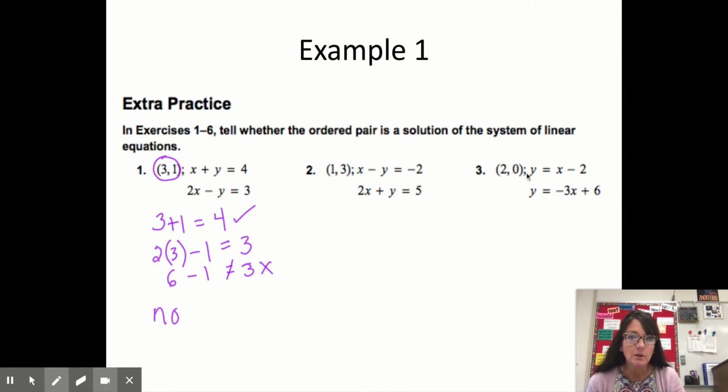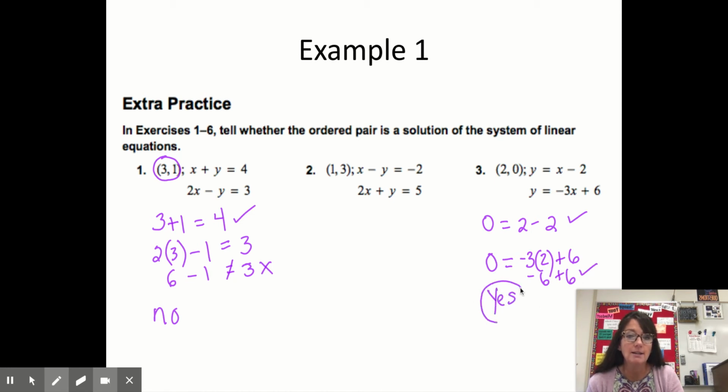So we'll check this one. So here's our x, here's our y. Now this time the equations are set up in slope-intercept form, but we can still substitute in a 0 for y and make that equal to 2 minus 2 by substituting in the 2 for the x. And since 2 minus 2 is 0, I know mentally that that does work. Looking at the next one, we have 0 for y, and then we would have a negative 3 times 2 plus 6. So we have negative 6 plus 6, which also equals 0, and it works for this as well. So the second one is a yes.